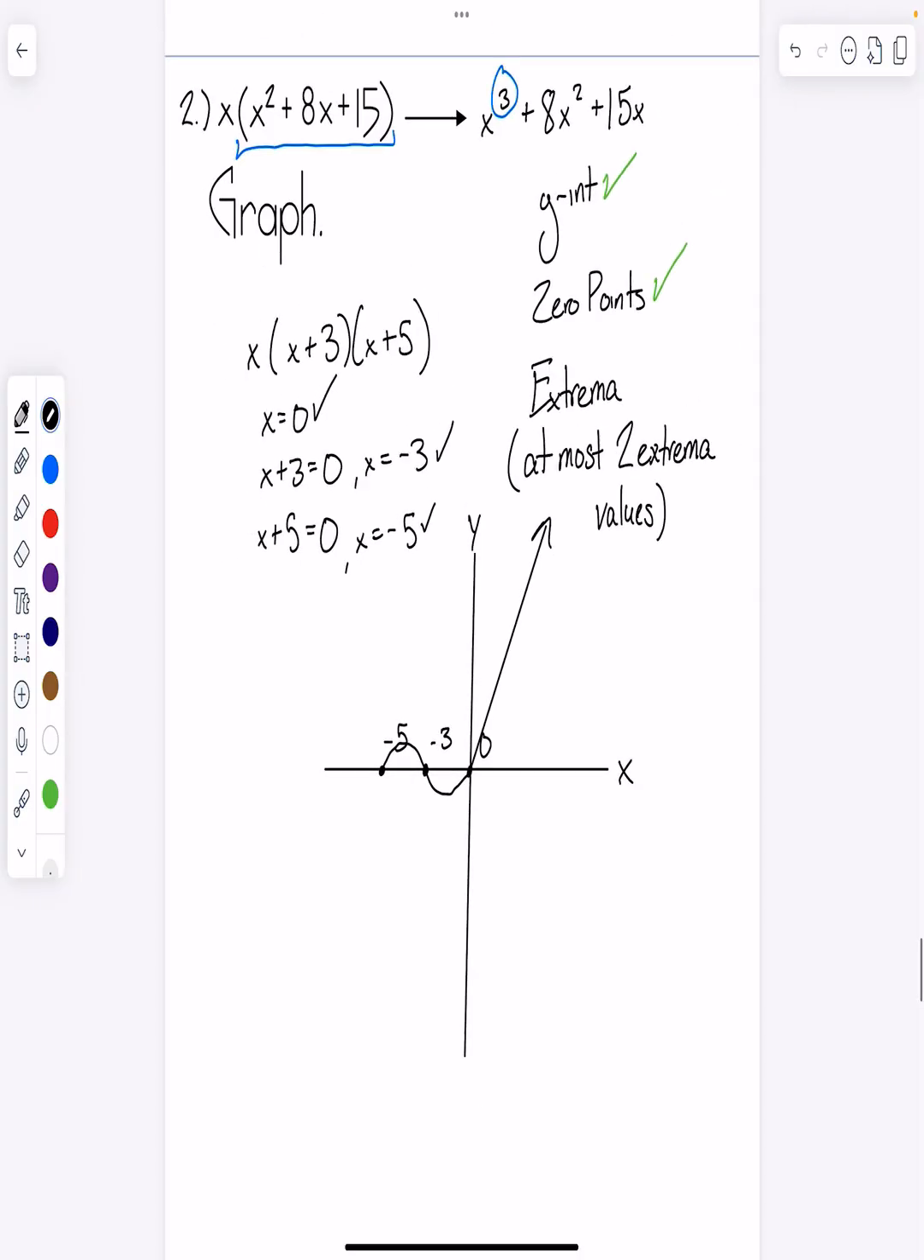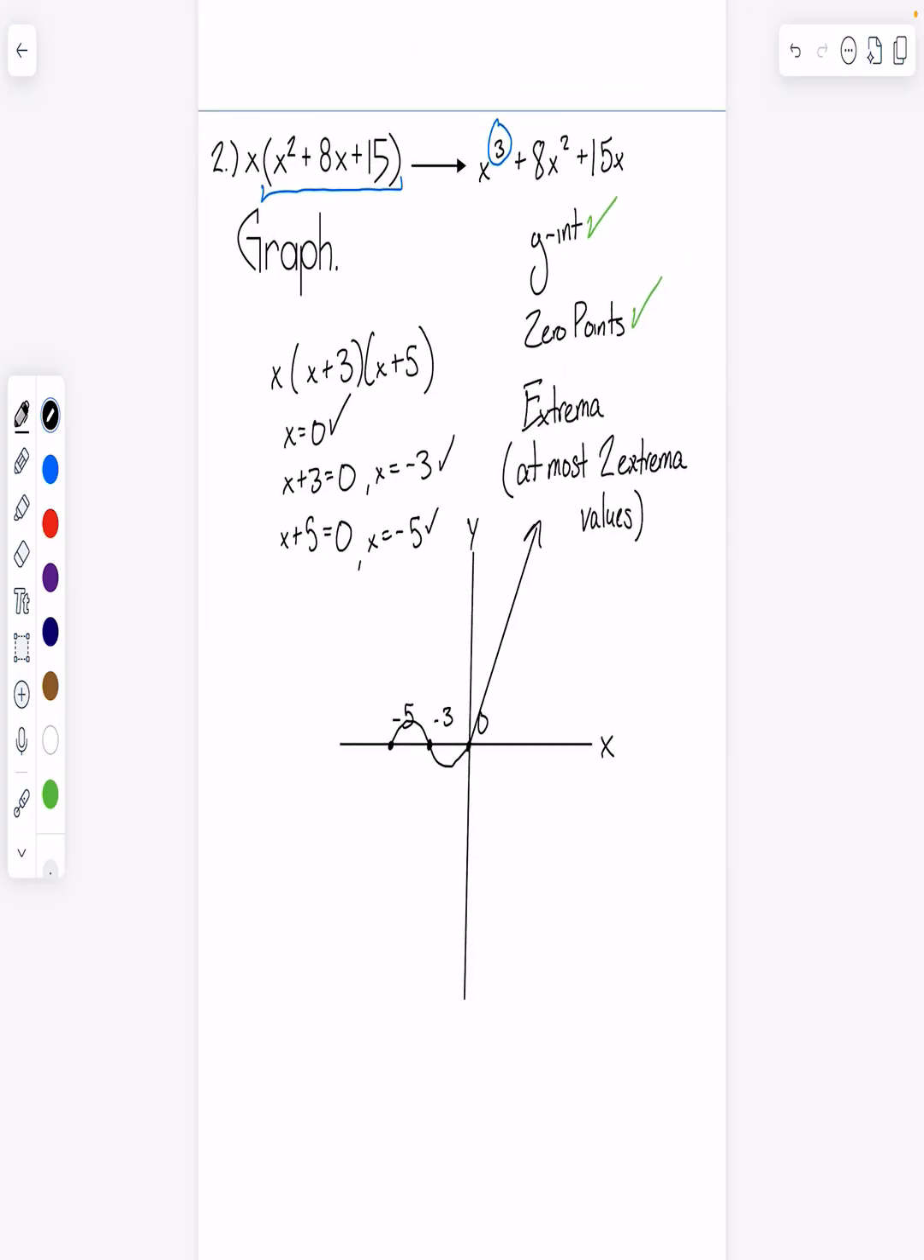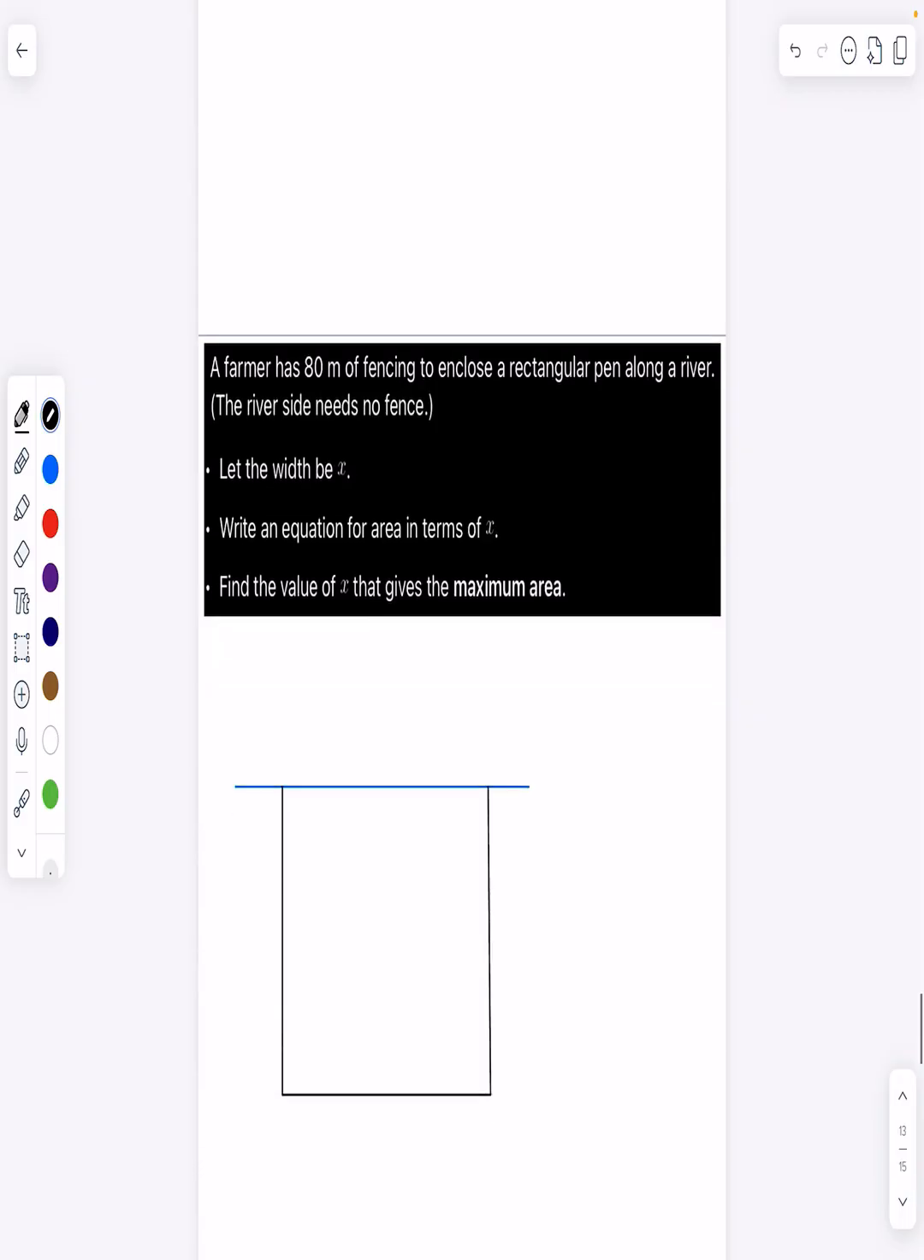right? Again, it may or may not have two extrema values, but on the safe side, we'll just plot out two extrema values until we can confirm whether or not it has two. Again, you will learn all of that in calculus. So let's take a look at some word problems to get some idea of how to solve these contextually.